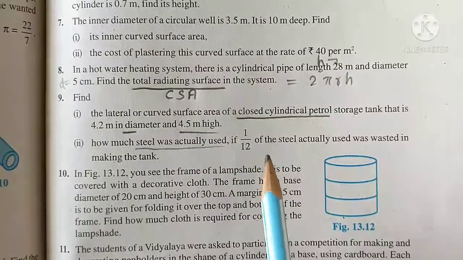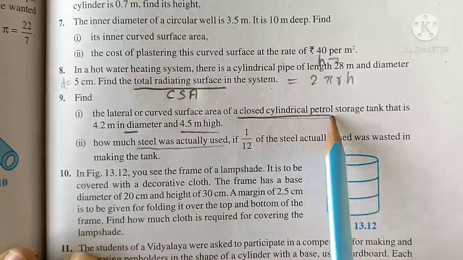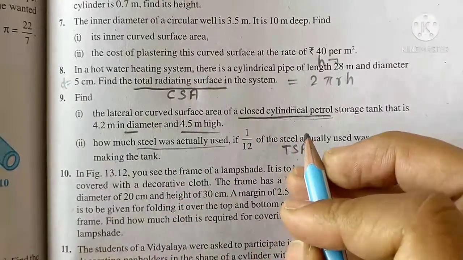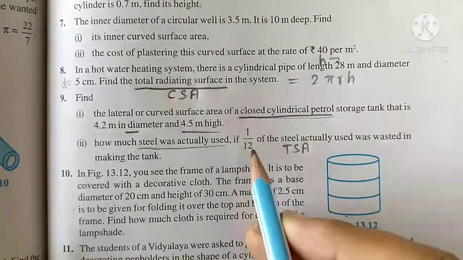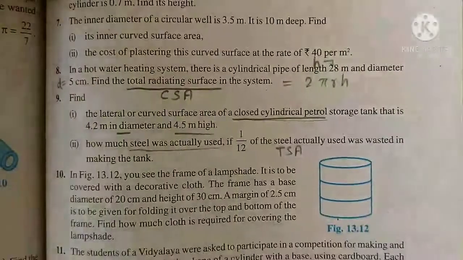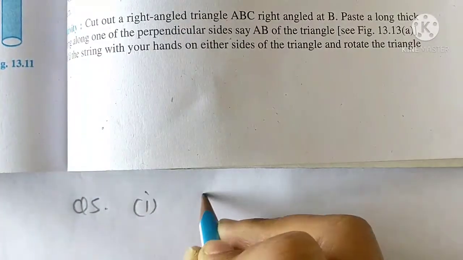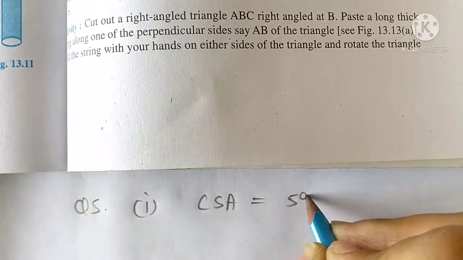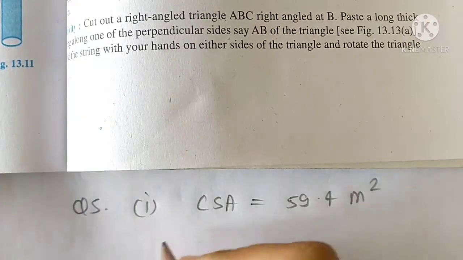Here you have to first find TSA. Why? Because it is a closed cylindrical petrol tank. So in the second part, first you will find TSA. In the first part you will find CSA. I am telling you the answer directly: CSA is coming 59.4. But you will not write it like this. You will put the formula, then you will find it.